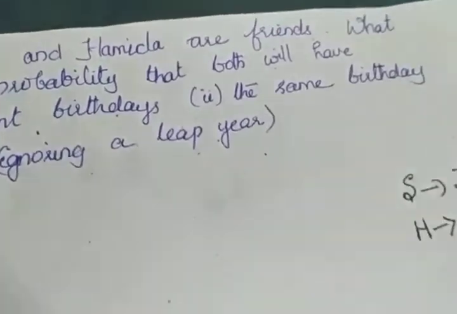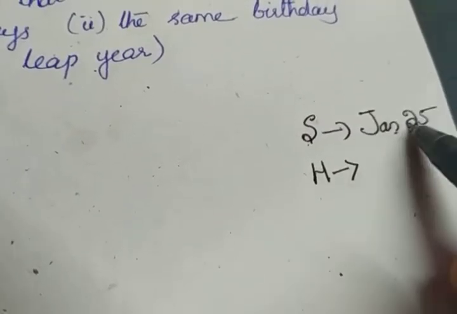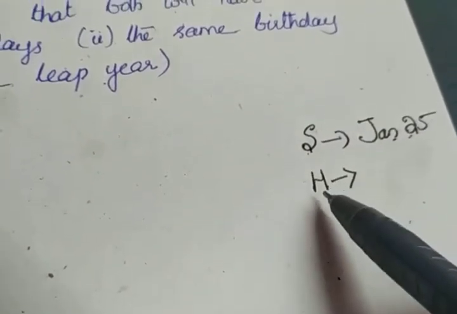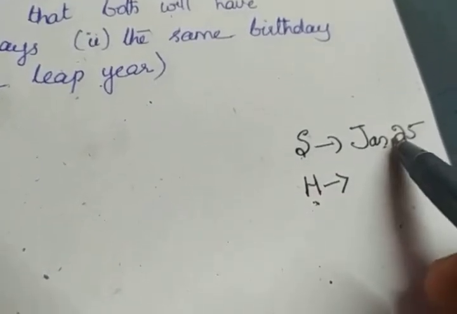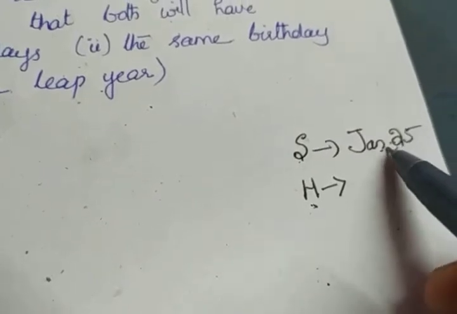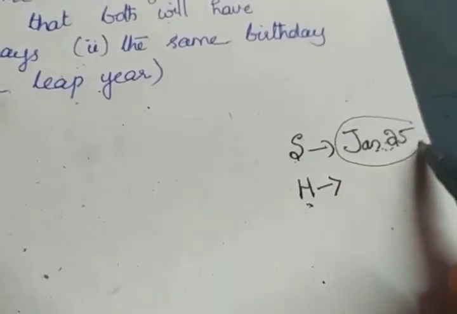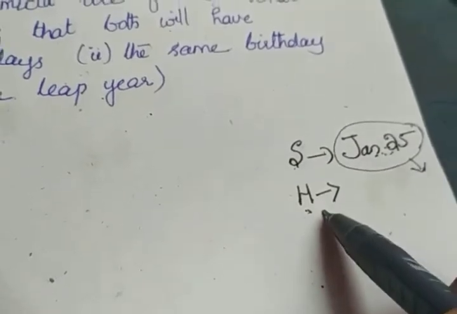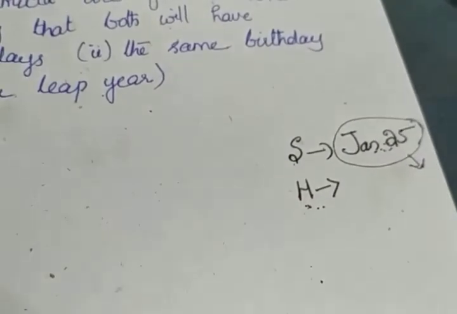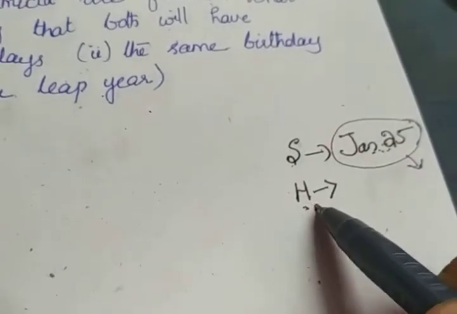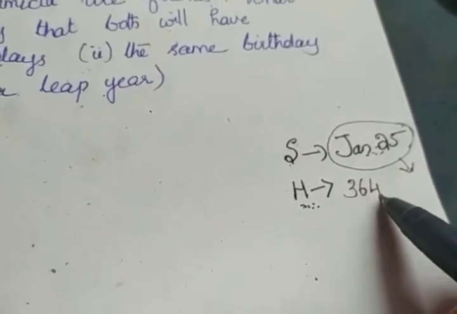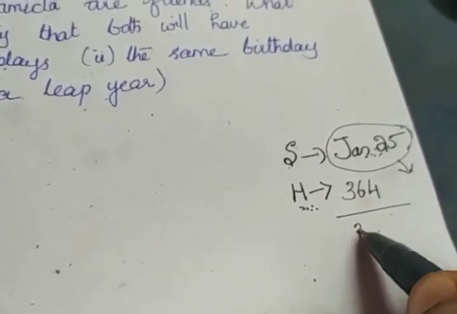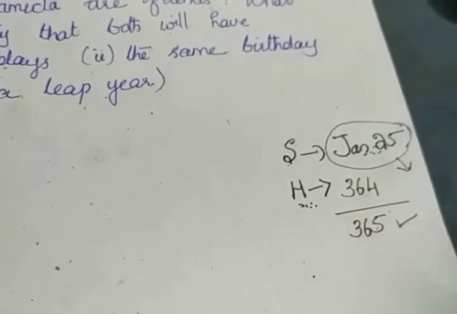Okay. So suppose Savita is celebrating her birthday on January 25. We have to find the probability that Hamida will be celebrating her birthday other than January 25. Altogether in a normal year there are 365 days. So January 25 must be avoided because we have to find the birthday of Hamida on some other days, isn't it? That means what is the number of favorable outcomes for Hamida's birthday? It is 364, isn't it? Divided by total number of outcomes, 365, which is the number of days.